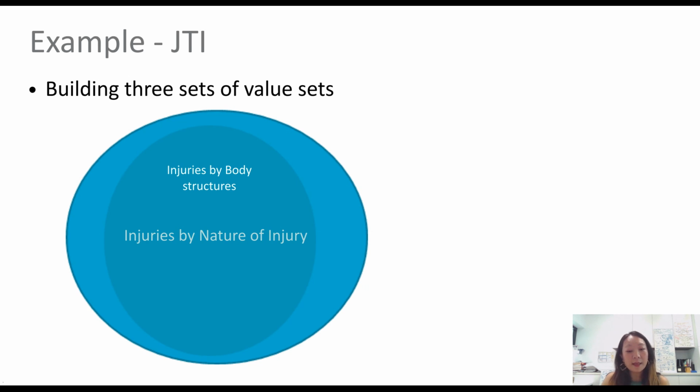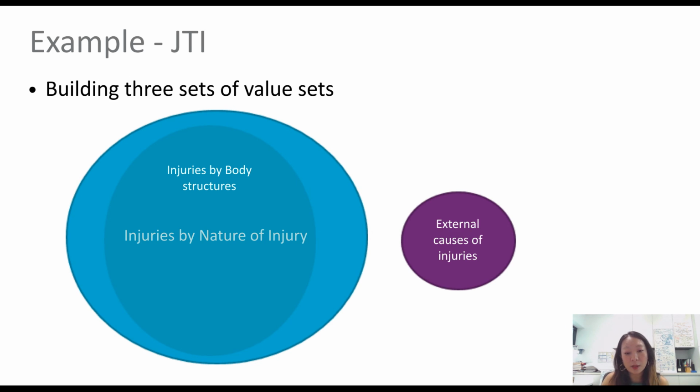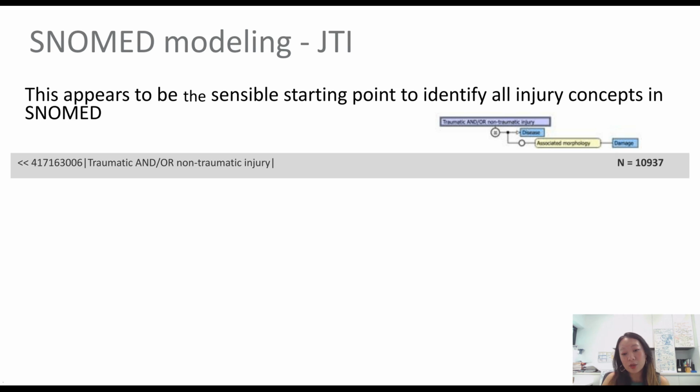The second set that would sit on top of it was considered a subset, which is the injuries by body structure. So we wanted to be able to cross-cut the nature of injury by body structure. So we wanted a second set that would sit across the top of those. The third set of value sets was external causes of injuries, and this one would be considered a disjoint set.